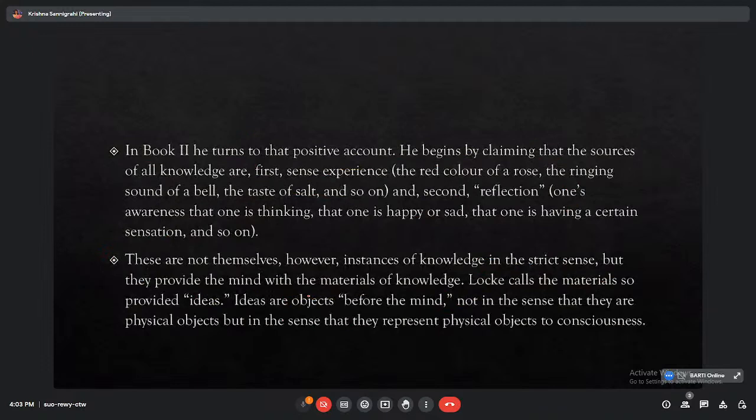So in book 2, he turns to that positive account. He begins by claiming that the sources of all knowledge are first sense experience, the red color of a rose, the ringing sound of a bell, the taste of salt, and so on. And second is reflection. So, first is what? The first is sense experience, and then number two is reflection, that is, thinking about the sense experience. One's awareness that one is thinking, that one is happy or sad, that one is having a certain sensation, and so on.